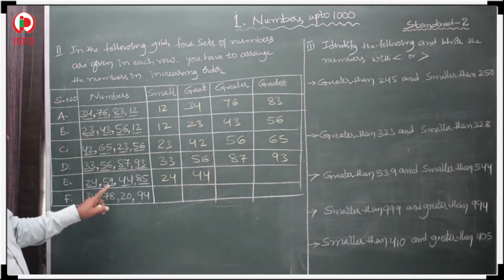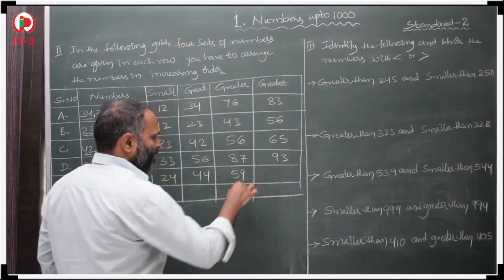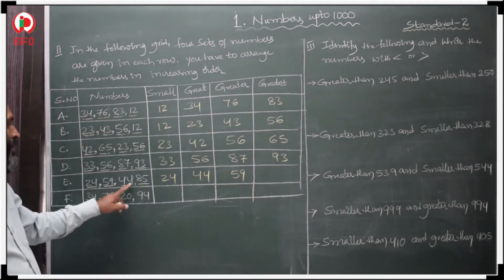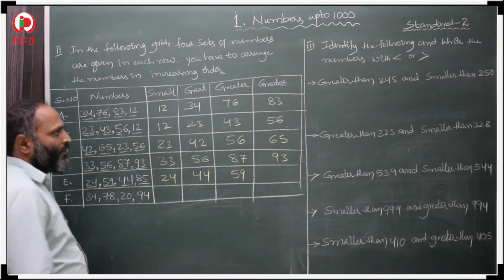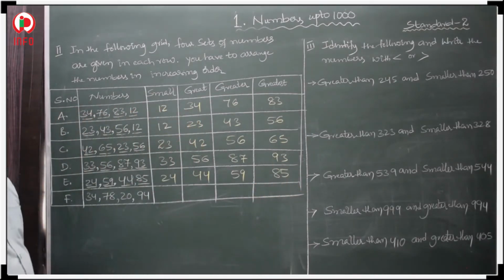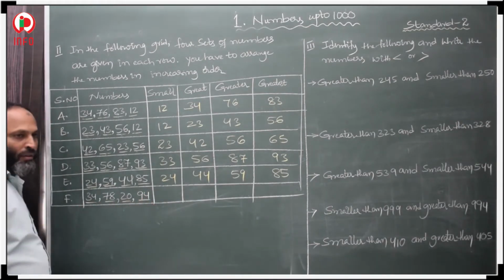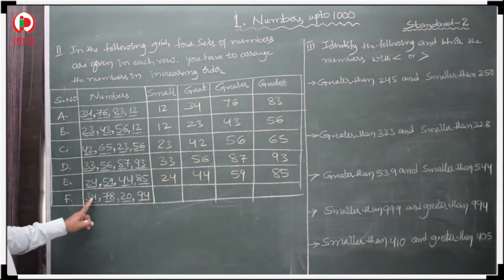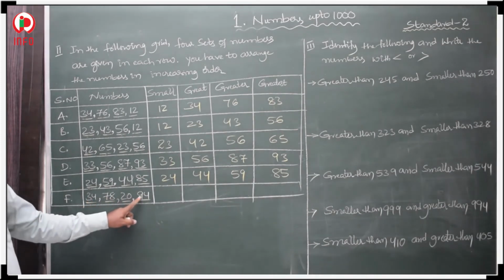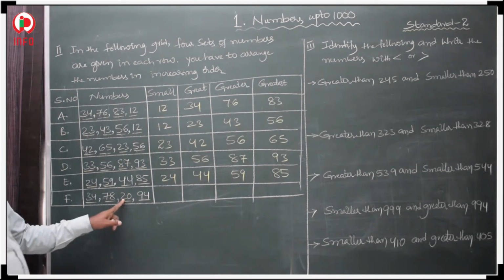Then the greater number is 59, and the greatest number is 85. And the last set: 4, 34, 3, 7, 2, 9. In 3, 7, 2, 9, 2 is the smallest.